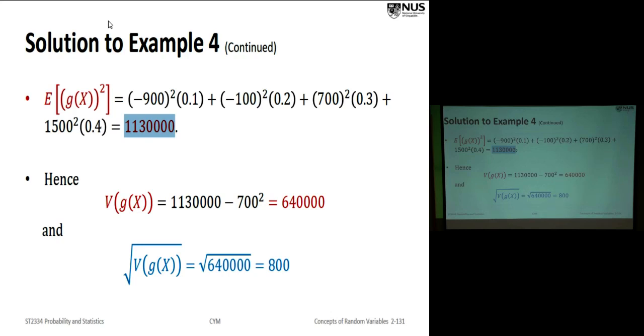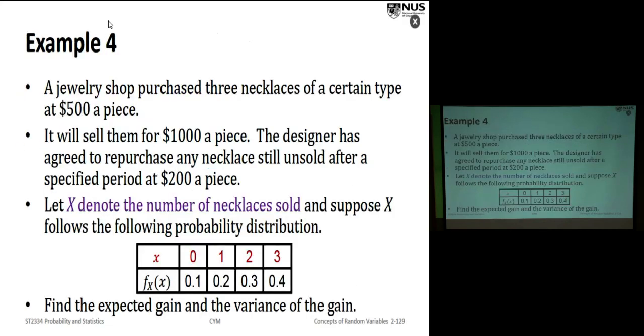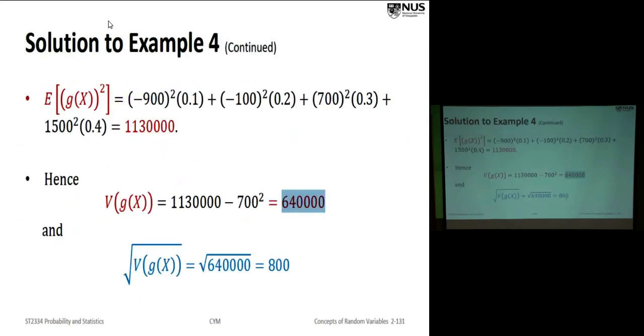That's the second moment. The variance is then that number minus the expectation all squared, which is 640,000. And the standard deviation is the square root of that, although I don't think we're asked for that. The variance of the gain.